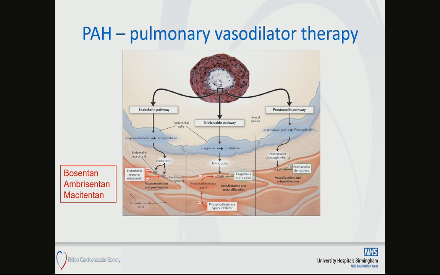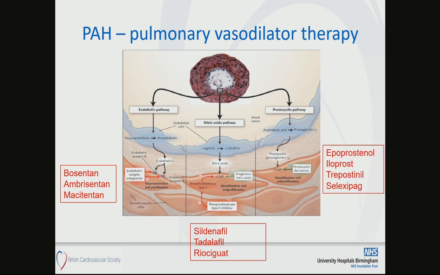On the endothelin receptor antagonists, we've got bosentan, ambrisentan, macitentan. Acting on the nitric oxide pathways, you've got the phosphodiesterase 5 inhibitors, which is sildenafil, tadalafil. There's also riociguat now, which is a cyclic GC stimulator, and that's licensed for recurrent CTEPH. And then you've also got the prostacyclin agonists. So you've got iloprost, so inhaled iloprost, treprostinil, epoprostenol.